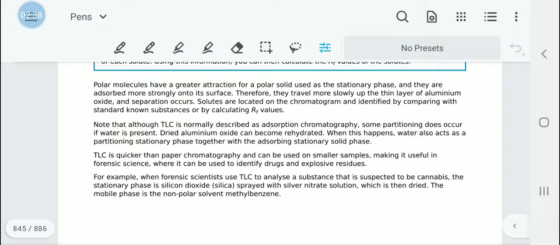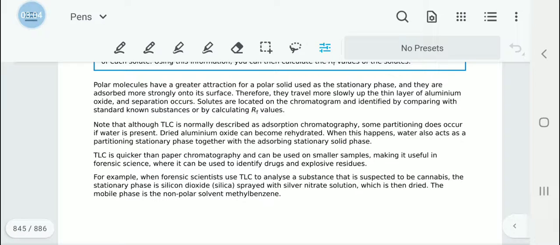Then there are some advantages of using TLC. TLC is a lot quicker than paper chromatography, and also can be used on very small samples. You don't need big samples to identify what is in it. So it is useful in identifying drugs or explosive residues.